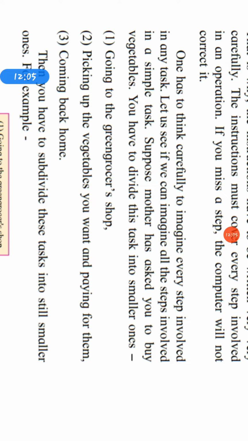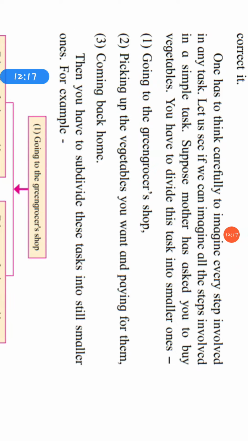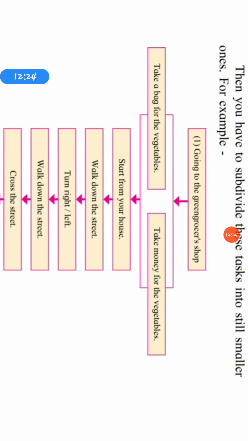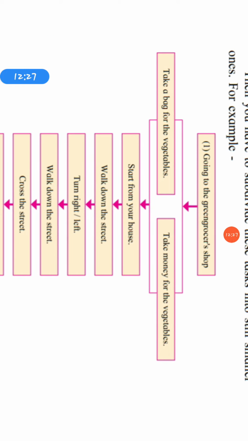Then you have to subdivide this task into still smaller ones. The first step is going to the greengrocer shop. Again, the first task has been divided into smaller tasks. Going to the greengrocer shop is divided into two parts. First, take a bag for the vegetables, and second, take money for the vegetables. Without that, you cannot go outside to buy the vegetables.